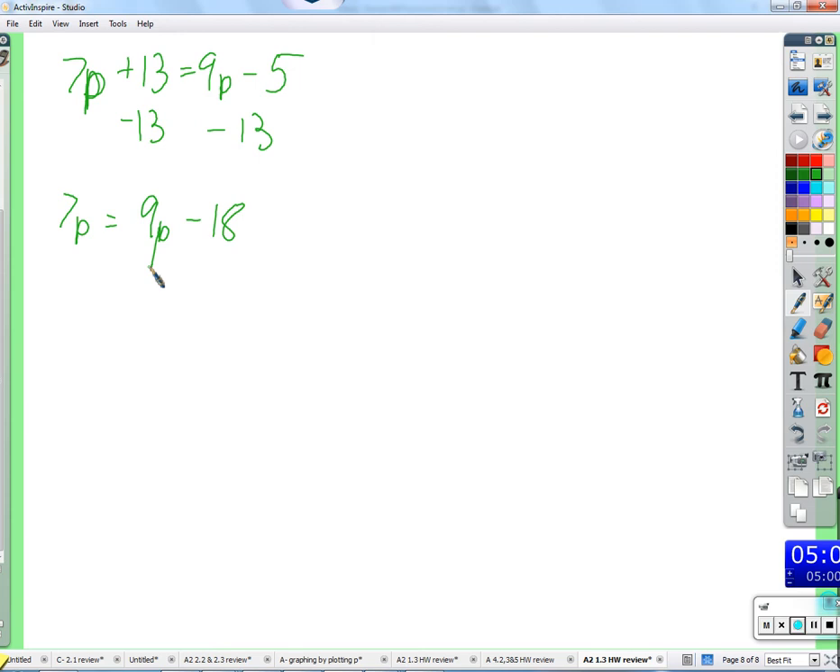Okay? And I'm almost done. I'm just going to divide by 7. P equals 9p minus 18 over 7. I have p on this side, right? That's good. So I did it, right? Why not? How would you describe it to someone that doesn't really see it? You still have p on the other side, so you still have 9p unaccounted for somewhere in there.